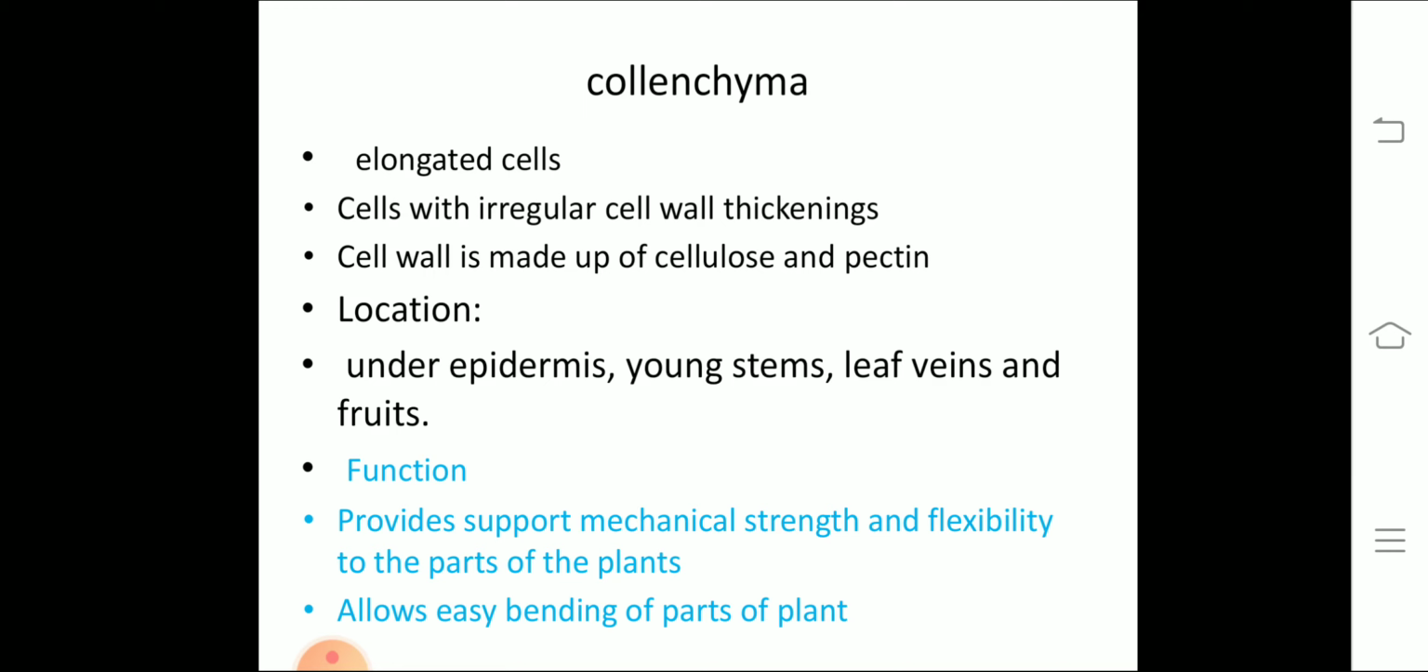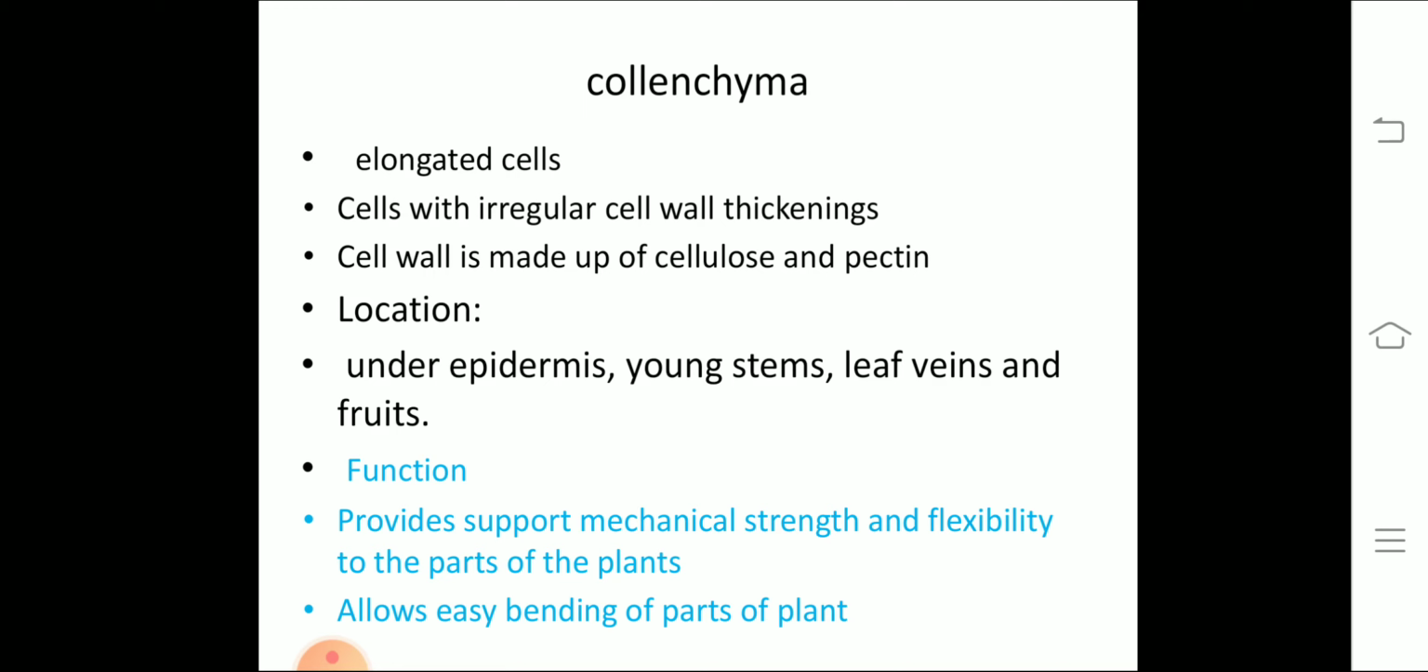And what is the main function of collenchyma? Collenchyma actually gives flexibility to the plants. It allows easy bending of plant parts. You know, when the air blows, the leaves and the branches move here and there. It is because of collenchyma, which gives flexibility to move.